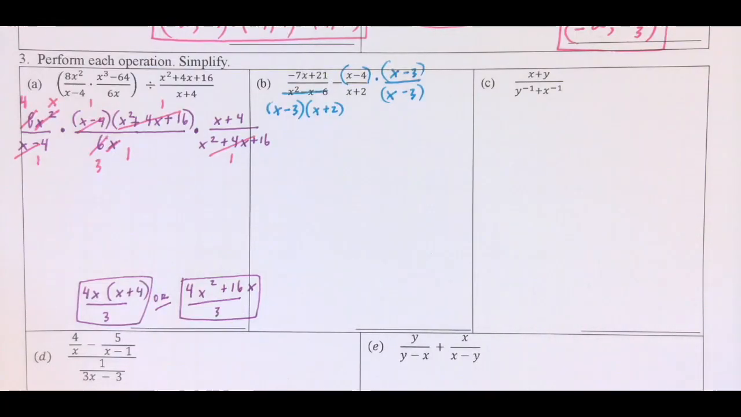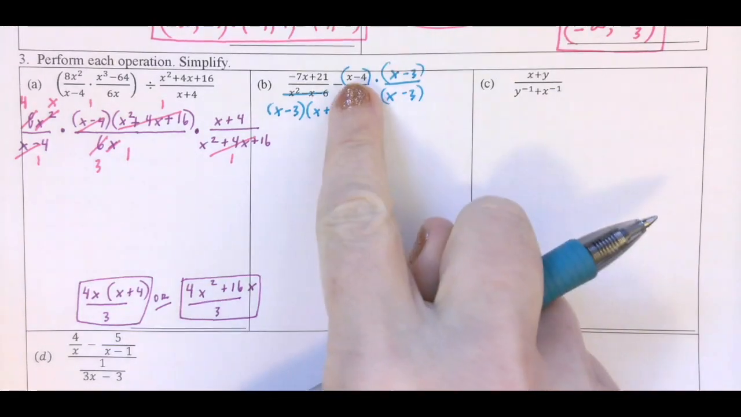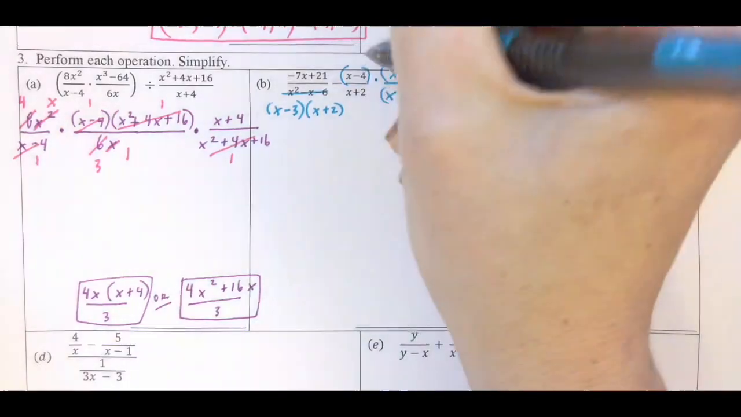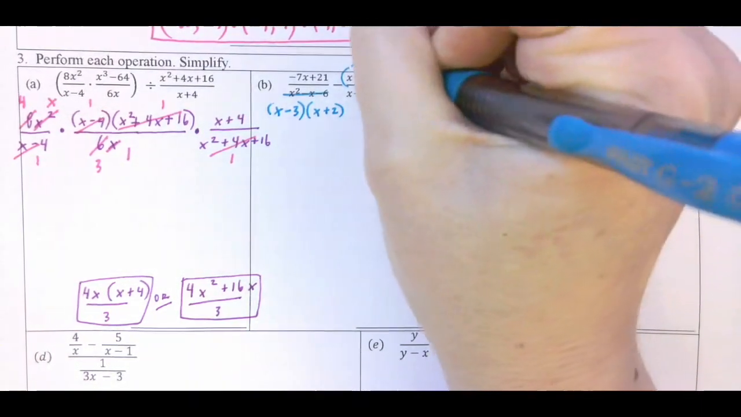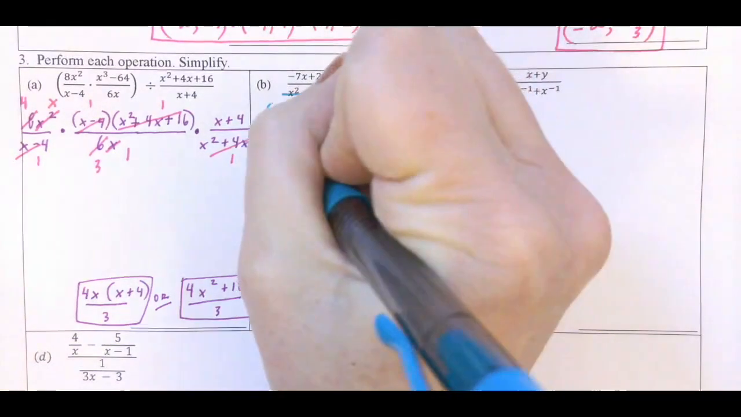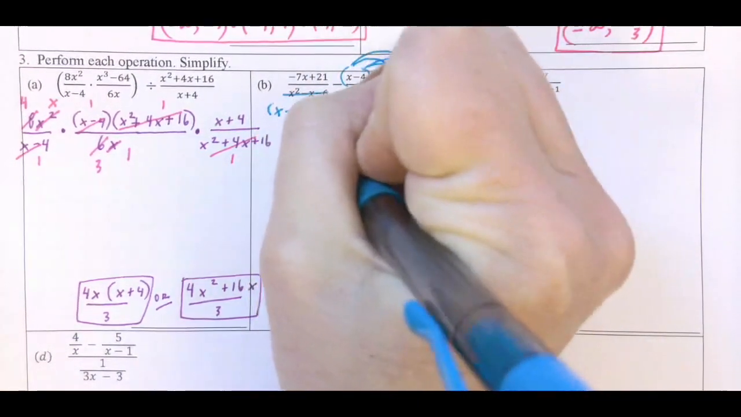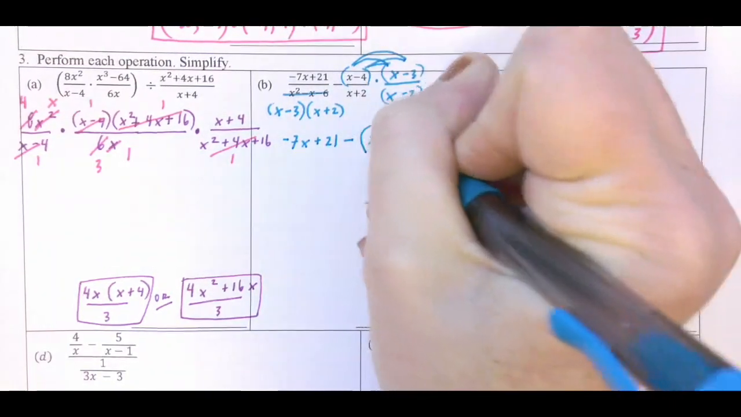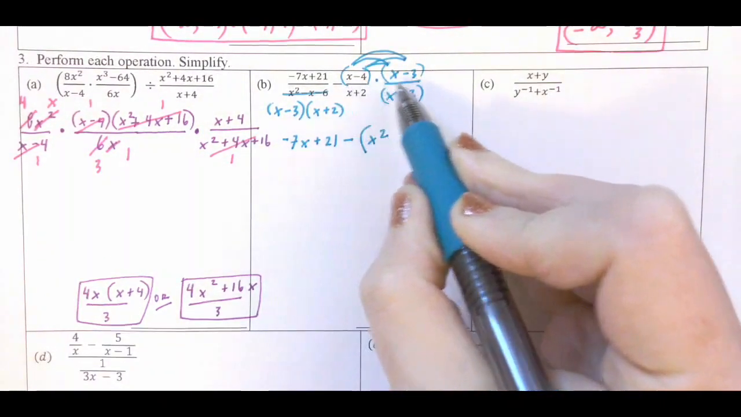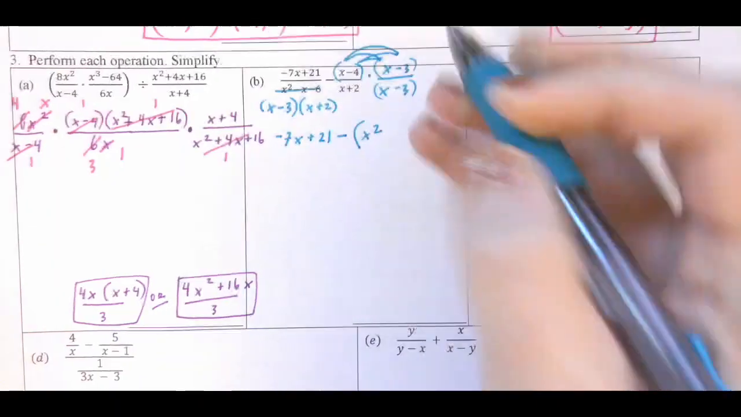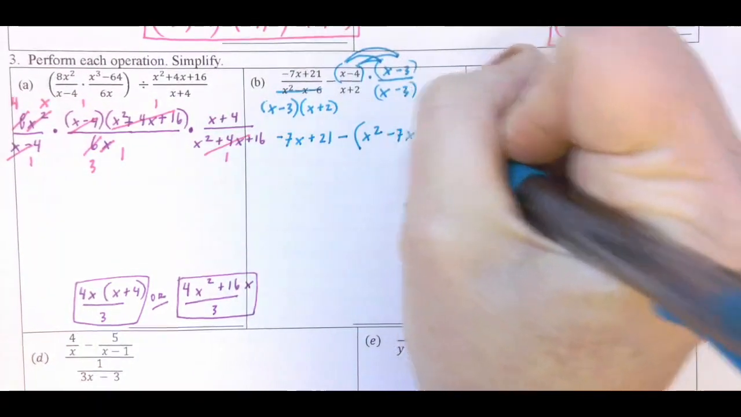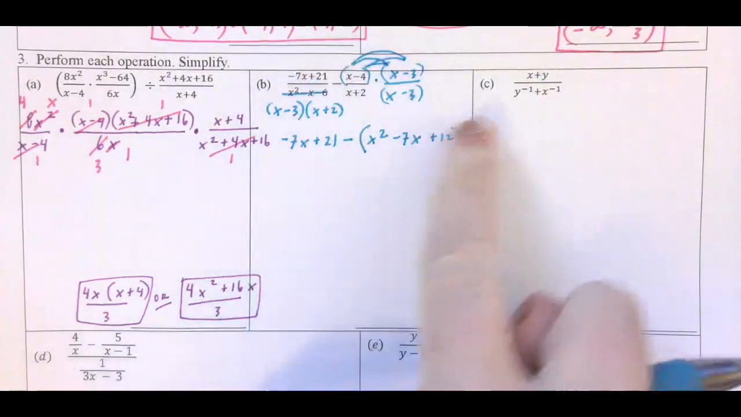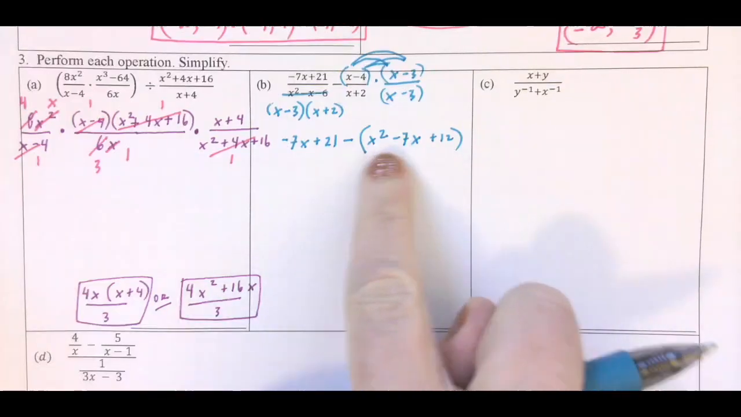I'm going to start by resolving my numerator, because here I'm going to have to FOIL out the x minus 4 and the x minus 3. So the first, the outer, the inner, and the last. So right now I have a negative 7x plus 21 minus parentheses x squared, I'm going to have a minus 3x minus 4x, so minus 7x plus 12. But keep in mind, I'm subtracting that package. That's why I have parentheses here.